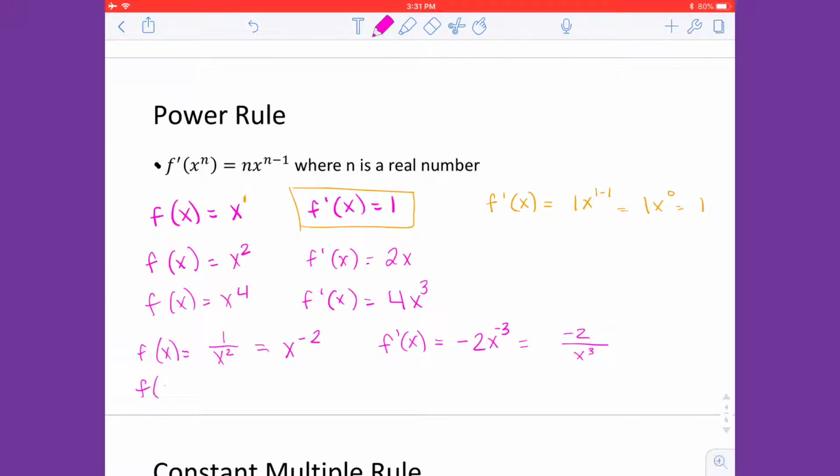Same goes with having a square root or some type of radical. I can write that in its rational exponent form, which then makes it easy for me to use the power rule, and I end up getting 1/2 x to the -1/2 power, which I can simplify to 1 over 2 times the square root of x in the denominator. So power rule, super nice, super helpful. We love it. Makes our jobs super easy.